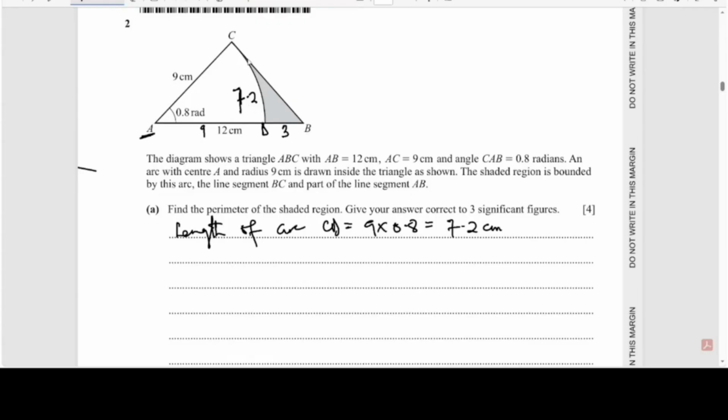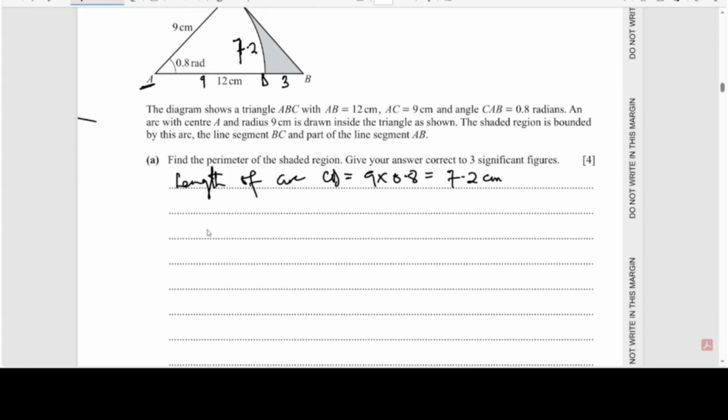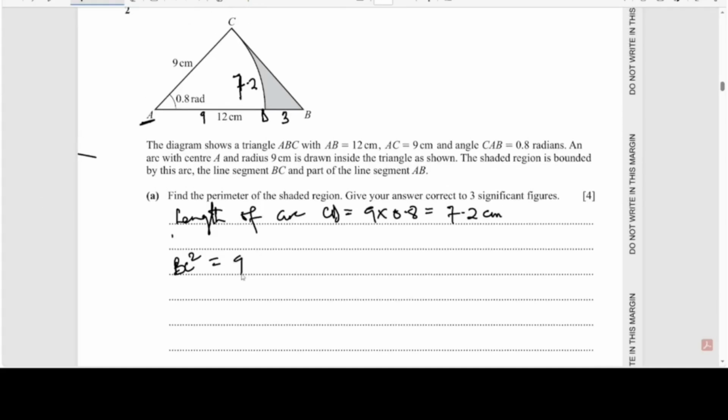the length of the line segment BC. We have two sides given and then the angle between them, so we can use the cosine rule. So by the cosine rule, BC squared is equal to AC squared, which is 9 squared, plus AB squared, since we are finding the length of BC. So AB is 12, 12 squared, minus 2 times 9 times 12, and then cos of the angle between them, 0.8. So I'm going to punch this on the calculator and give the final answer.